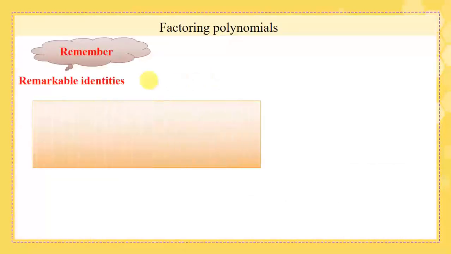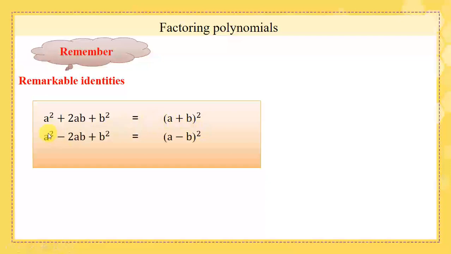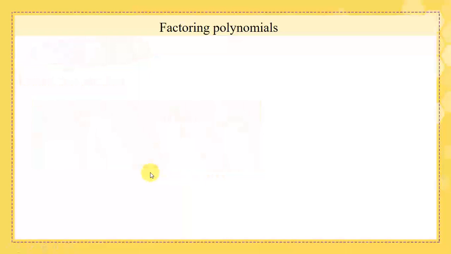Factoring polynomials. Please remember the remarkable identities. First remarkable identity: a squared plus 2ab plus b squared equals (a plus b) squared. Second remarkable identity: a squared minus 2ab plus b squared equals (a minus b) squared. Third remarkable identity: a squared minus b squared equals (a plus b) times (a minus b).